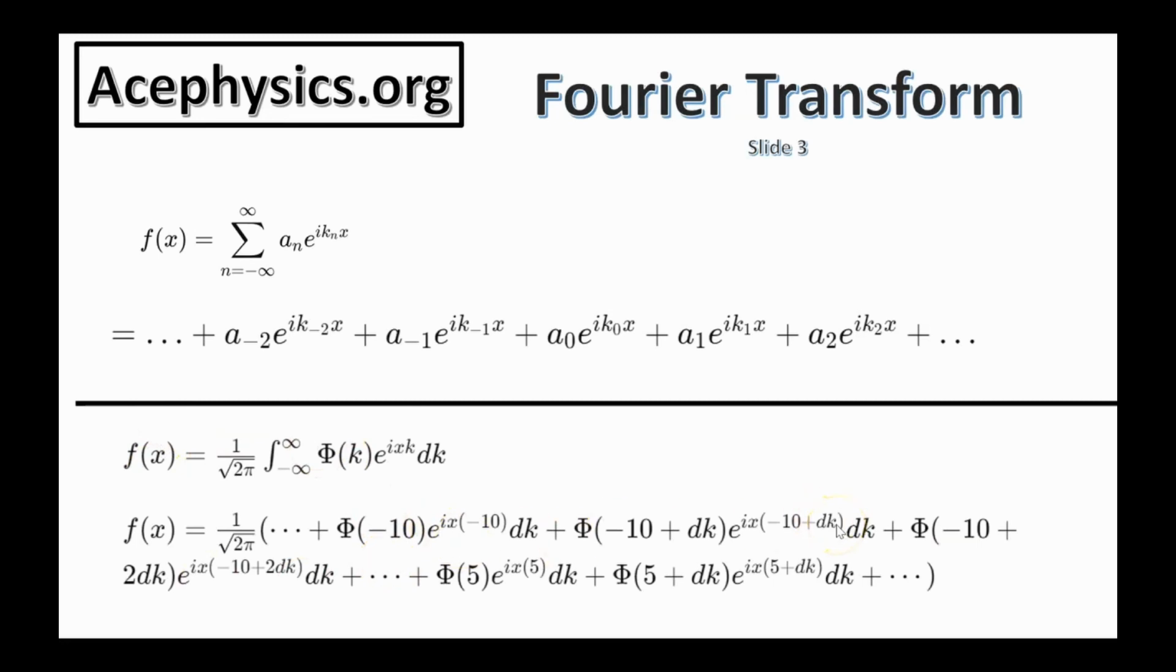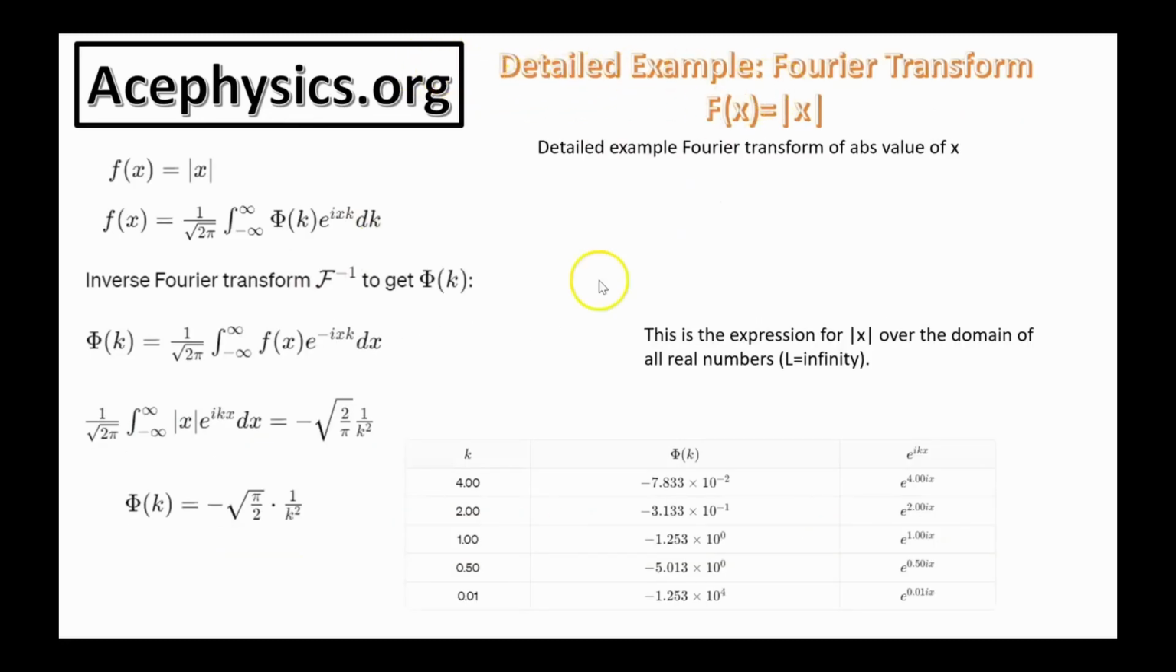On this slide, I'm going to do a detailed example of the Fourier transformation of the function f of x equals the absolute value of x. This is the definition of the Fourier transformation. Phi of k tells you how much of each complex exponential is in the sum. The Fourier transformation is writing the function f of x as an infinite sum of all these complex exponential basis functions. It's just like the Fourier series, but now these k's take on every value, not just discrete values.